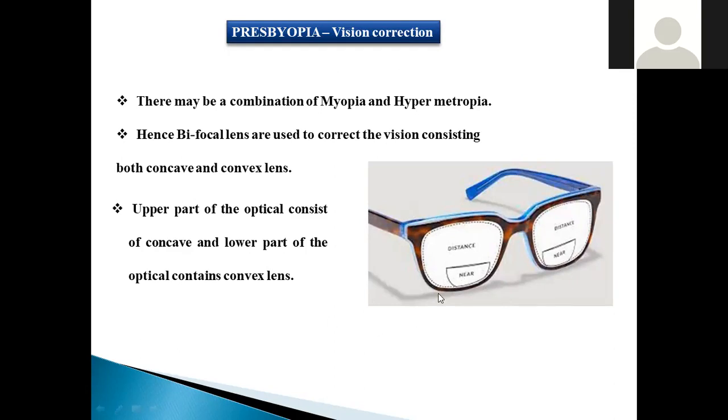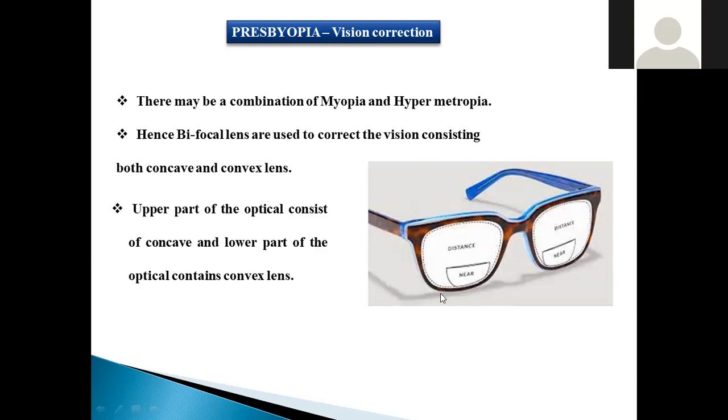In order to read the newspaper, the convex lens will be useful. If you want to see any board which is far away, the concave lens will be utilized. In this way, a bifocal lens is nothing but a combination of concave and convex lenses. The upper portion consists of a concave lens used to visualize objects at far distance. If you want to see a hoarding or any board, the concave lens is utilized. If you want to read the newspaper, the convex lens can be utilized.